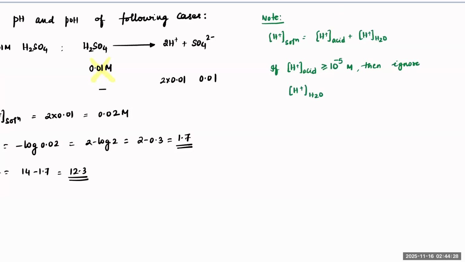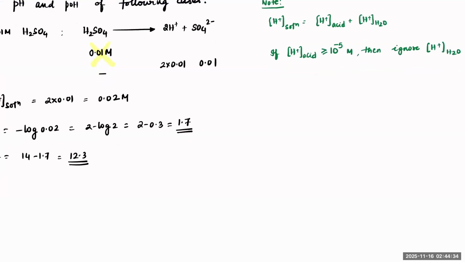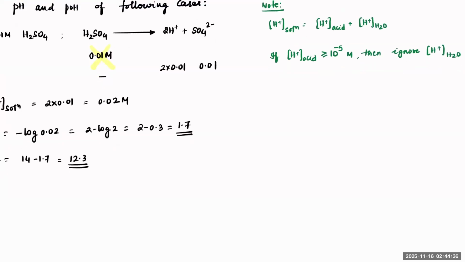That is, how much is contributing from the acid and how much from water to the overall H plus, you can ignore. But if the H plus ion concentration of the acid is less than 10 raised to power of minus 5 molar, then don't ignore the H plus ion concentration coming from H2O. You have to write it as the sum of the acid concentration and the H plus concentration coming from water.